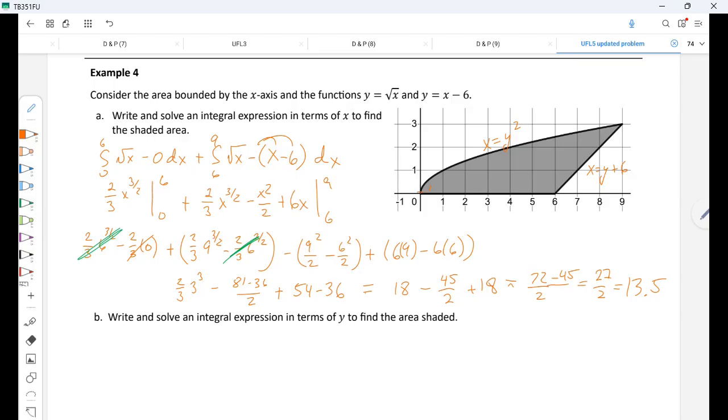My limits are going to be y values, because in the end, that's what variable I'm going to be plugging into. So this time, I'm going to integrate from 0 to 3. My upper function is y plus 6. And my lower function, again, we're thinking right or left when I'm saying upper and lower, is y squared, dy.